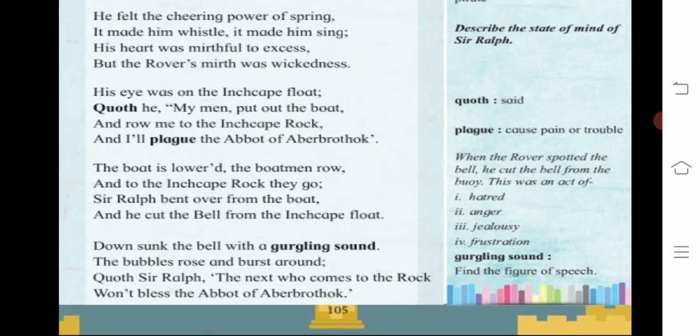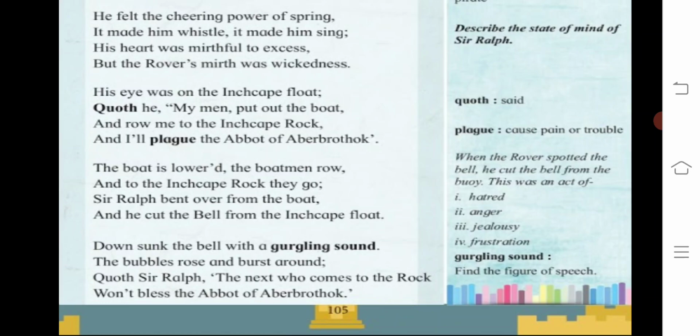So suppose you observe such a kind of person who is whistling, singing a song and enjoying the spring atmosphere, obviously you are feeling that this is a man of happiness. But something different happened here. His heart was mirthful to excess, means he is ready enough to do something great, but the rover's mirth was wickedness. But what exactly was the great thing he wanted to do? That is the thing at his heart, that is wickedness. He was not a man of honesty and nobility, but a man of wickedness.